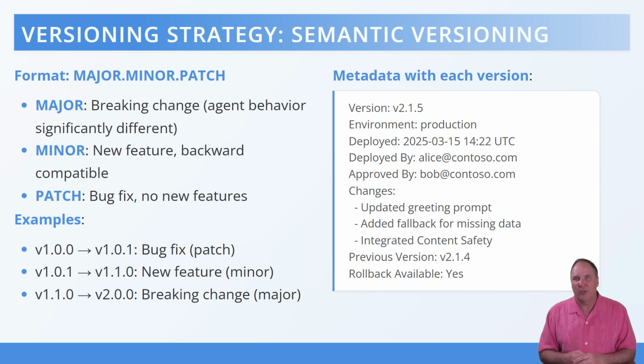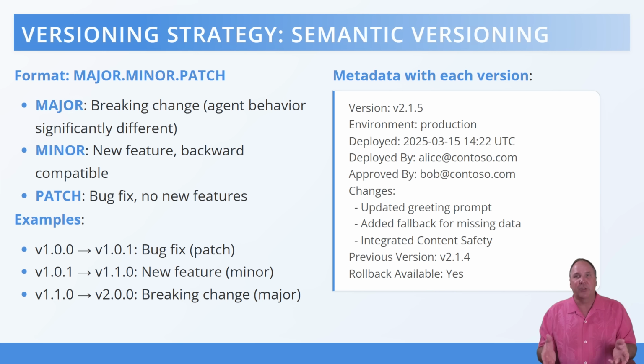Now let's talk about versioning strategy. Semantic versioning is common. Major.minor.patch. So the major means a breaking change. The agent behavior is significantly different. Minor is a new feature or capability that is backward compatible. And patch is a bug fix, no new features. So example 2.1.5: version 2, that's a major, the second major release. Version 1, that's your minor, the first minor feature set that was added. And then 5, that's your patch, that's the 5th bug fix on this major minor combination.